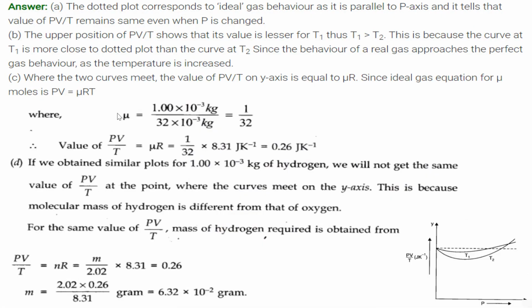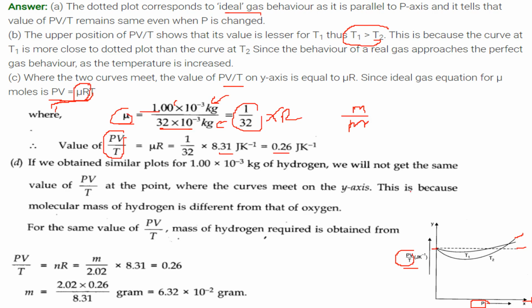So what is happening here is, it is asking that, okay, this is done for the oxygen. Will it happen for hydrogen or not? So if you see the similar plot for hydrogen, we are not going to get the same value for PV by T. It is going to meet the y-axis for hydrogen, but not at the same position, not here, and not at 0.26. Why? Because the molecular mass of hydrogen is different from that of oxygen. They have different masses. In fact, one is 32, the other is 2, if you talk about the molecular masses.